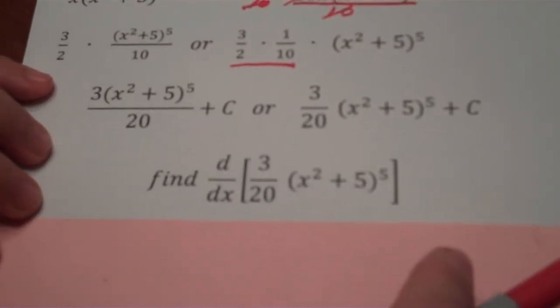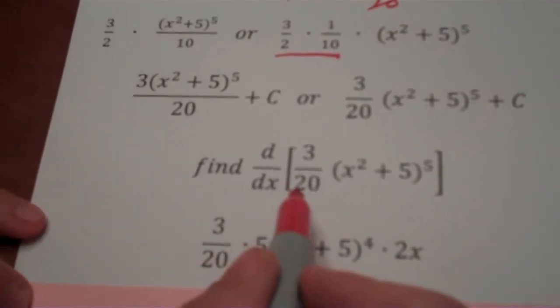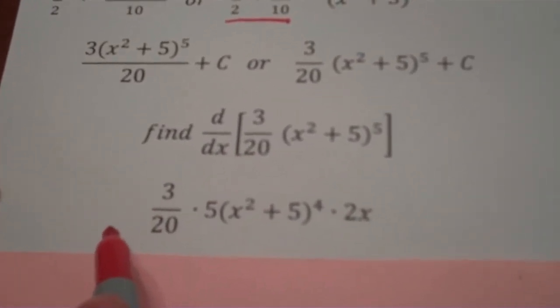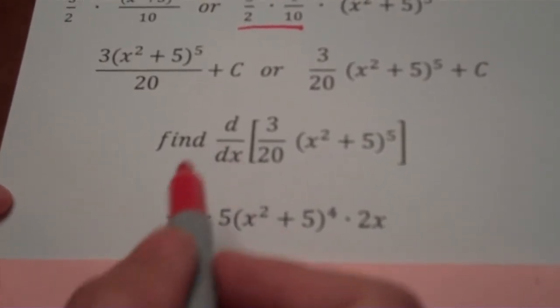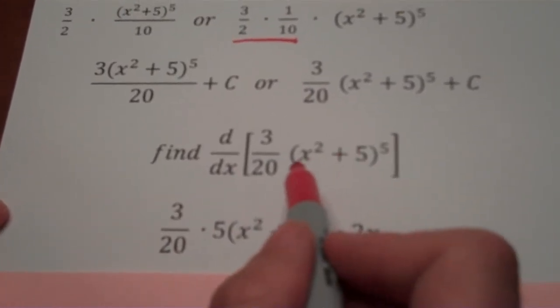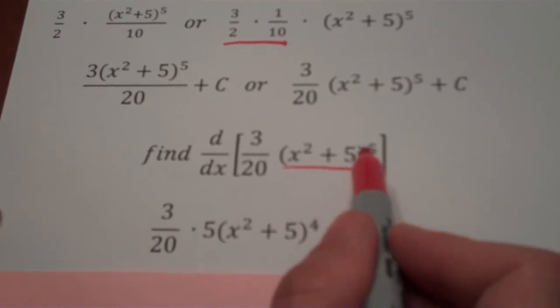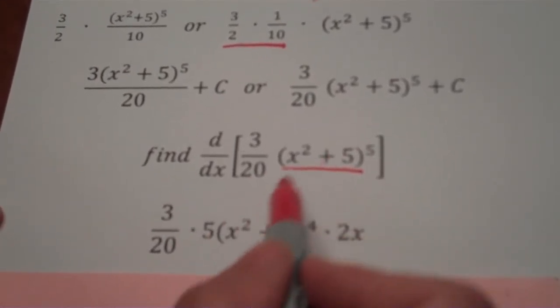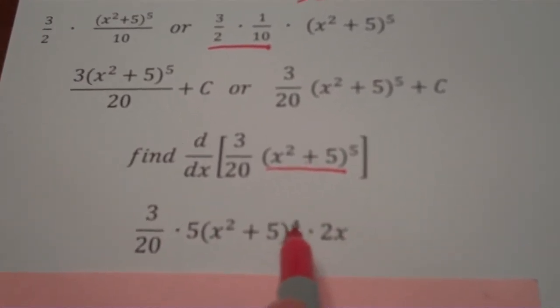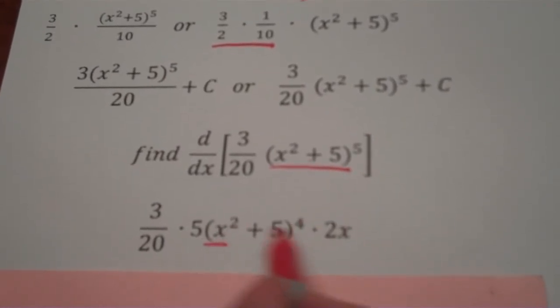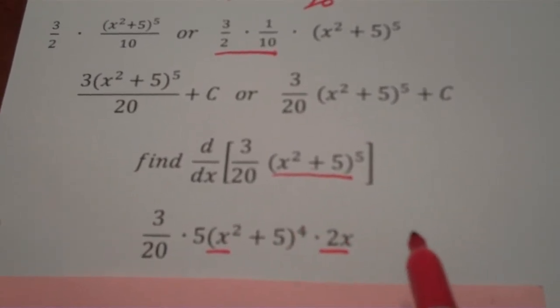I think the best thing to do would be to take that 3/20 off to the side and ignore it just as we did when we were doing the integration. And again, when I take the derivative of this guy, I move the 5 down in front. X squared plus 5 is now to the 4th power times the derivative of what's inside, which should be 2x.